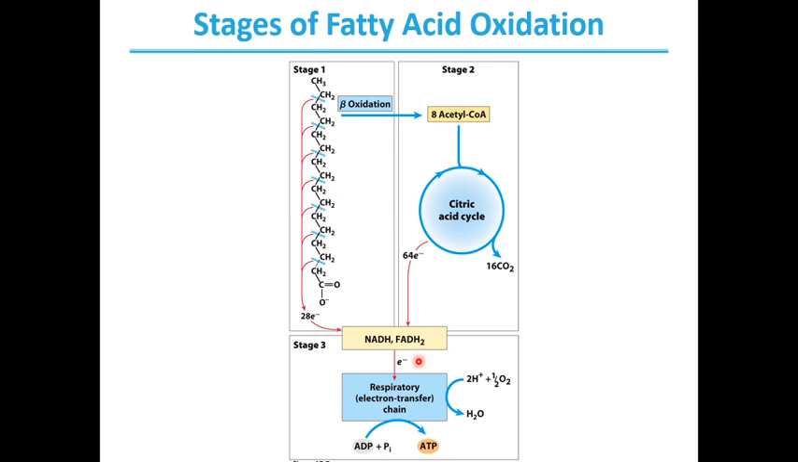The first 2 stages of fatty acid oxidation produce the reduced electron carriers NADH and FADH2, from stage 1 as well as stage 2, and they enter the third stage by donating electrons to the mitochondrial respiratory chain. It's also called the electron transfer chain. These electrons are passed to oxygen with the concomitant phosphorylation of ADP to ATP. The energy released by fatty acid oxidation is thus conserved as ATP.